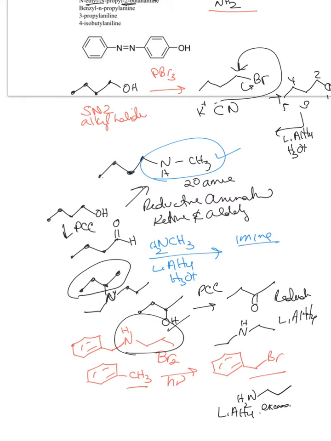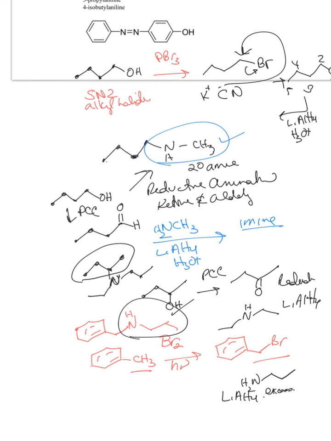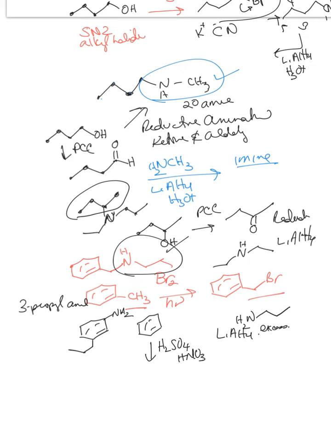Okay. The next one is 3-propyl-aniline. So what does that look like? So let's draw aniline. 1, 2, 3. And there's your propyl. So you start with benzene, and you have to do a nitration. So sulfuric acid and HNO3. That's going to give you your nitro group. And that's going to be a meta director, right? And that's good because you need it at the 3.